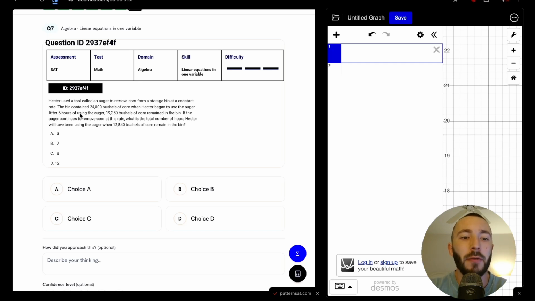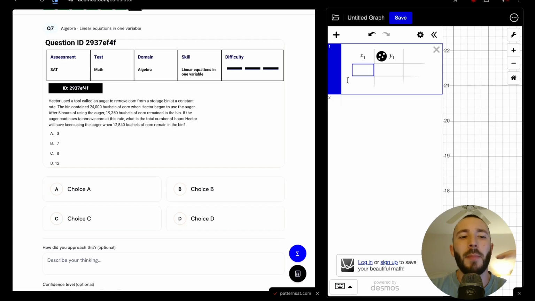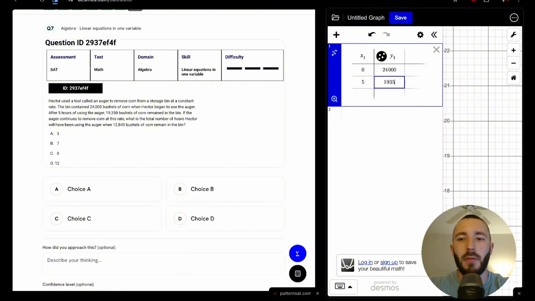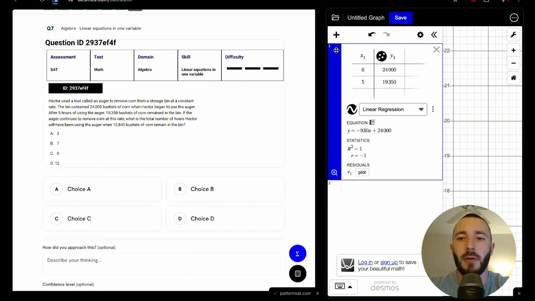After 5 hours, he had 19,350 bushels of corn remaining. Okay, so I want to add a table. I'm noticing they're kind of covertly giving us a couple of points. So when time is 0, he's got 24,000 bushels. And when time is at 5 hours, he's got 19,350. Now, I could do the same thing. Linear regression. This is my function.